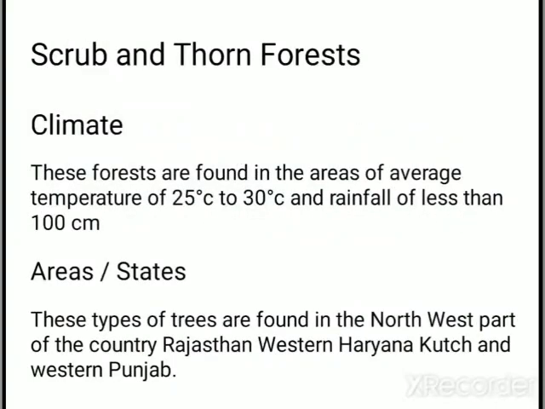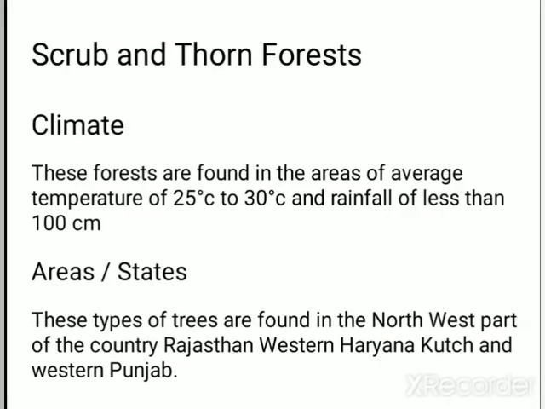The next type is scrub and thorn forest. The climatic condition required: it is found in areas of average temperature of 25 degrees Celsius to 35 degrees Celsius and rainfall of less than 100 centimeters. The states where this type of vegetation is found are in the northwest part of the country: Rajasthan, Western Haryana, Kutch and Western Punjab.